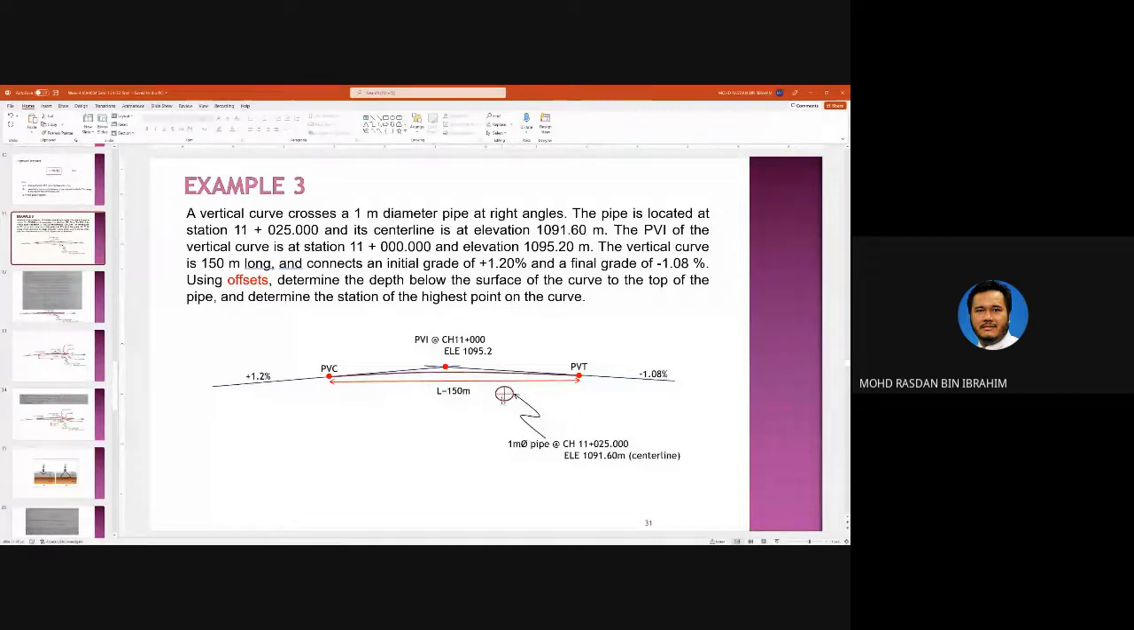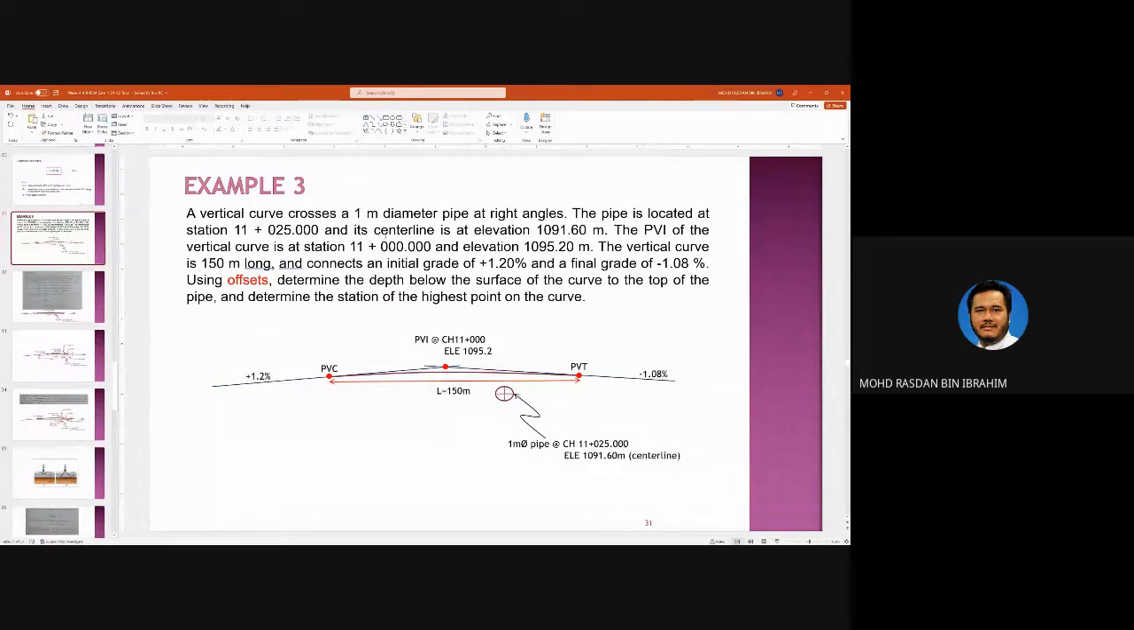The diameter of the pipe is 1 meter. So if you want to know the elevation on top of the pipe, you need to add 0.5 meter, which is half of the pipe's diameter, to the elevation of the center of the pipe. So 1091.6 meter here plus 0.5, half of the pipe's diameter. You get the elevation on top of this pipe.